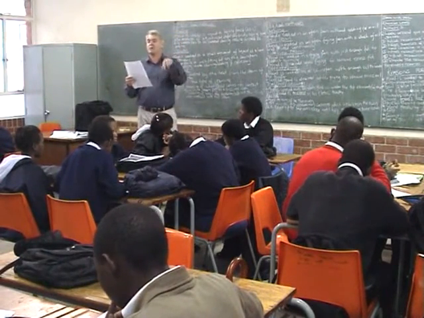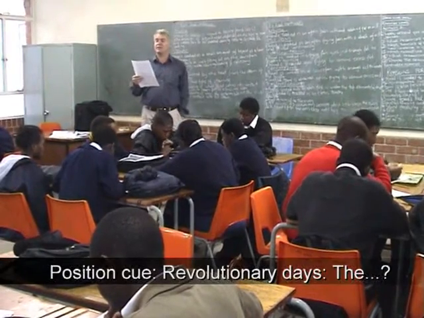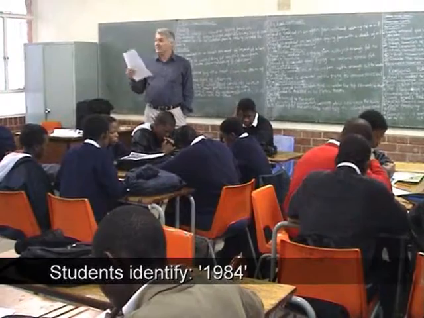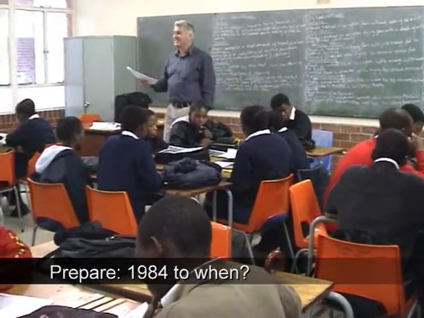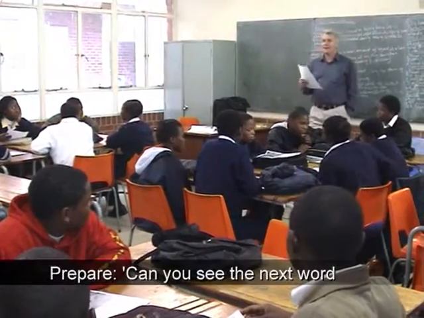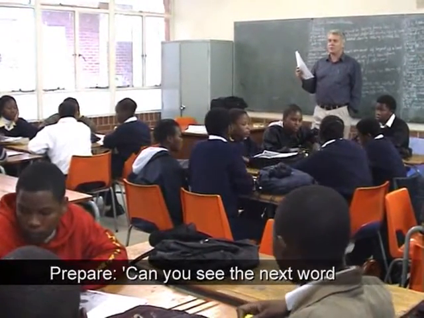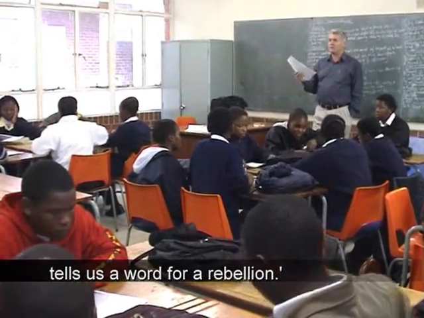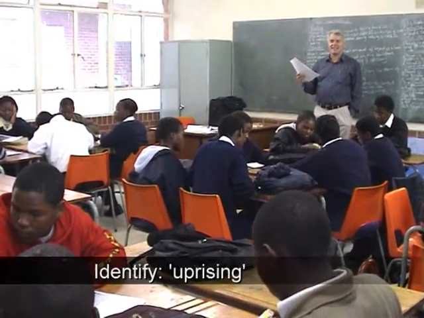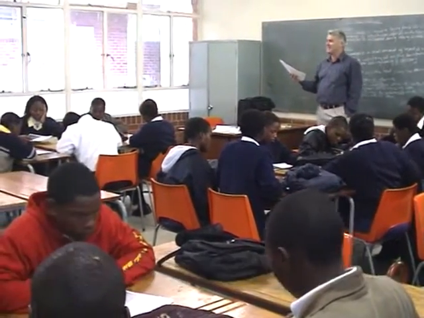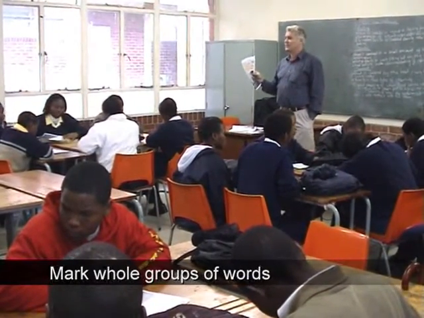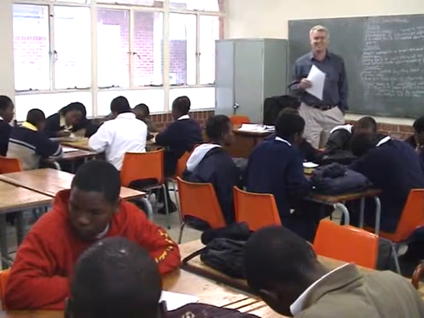Revolutionary Days. Everybody look down your words. Revolutionary Days, what's the first year there? 1984. 1984 to when? To 1986. Okay, do that first for me, okay? And then, can you see the next word tells us is a word for rebellion. Can you see what that word is? 1984 to 1986. Uprising, that's exactly right. Let's do the whole lot, okay? 1984 to 1986 uprising. Okay.